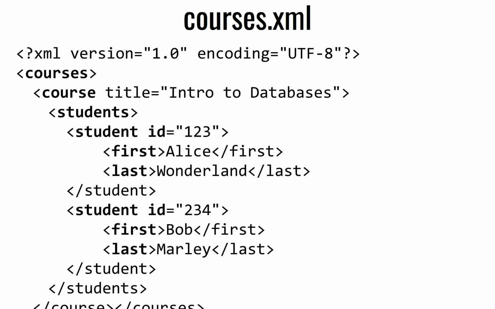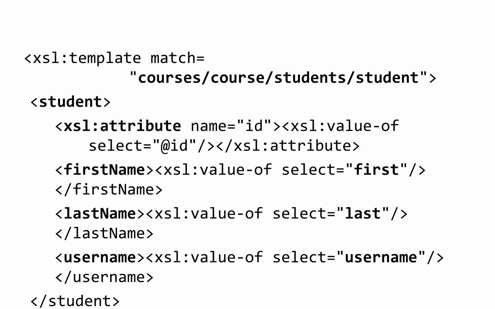It's going to look at courses, iterate over all the students under the students, and generate, I believe, an output of just students. So it's going to iterate over that and generate a student tag, and then I'm going to extract the first name, the last name, and the username from an incoming XML document that had a first, last, and username. It's going to generate instead an output of first name, last name, and username in the output XML document.